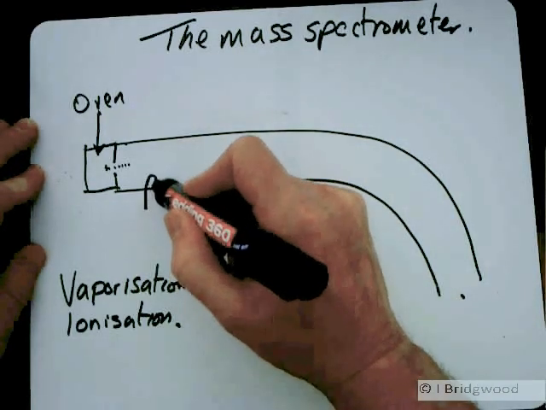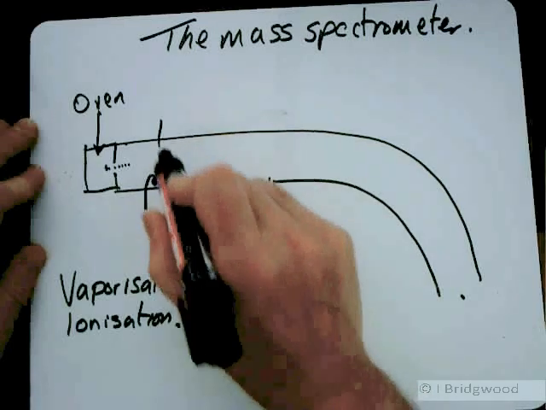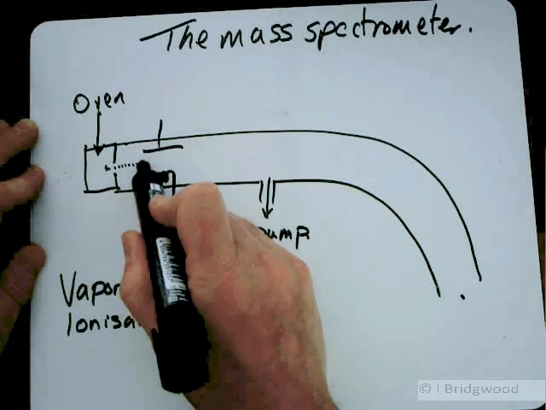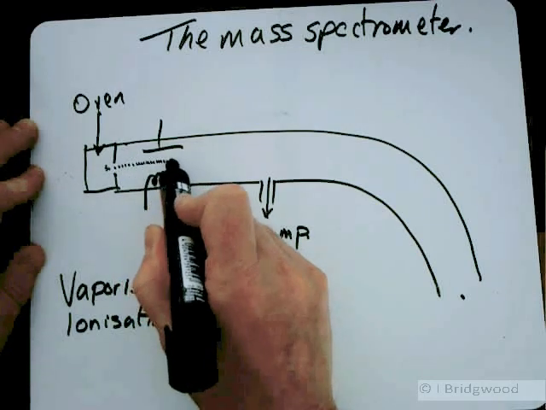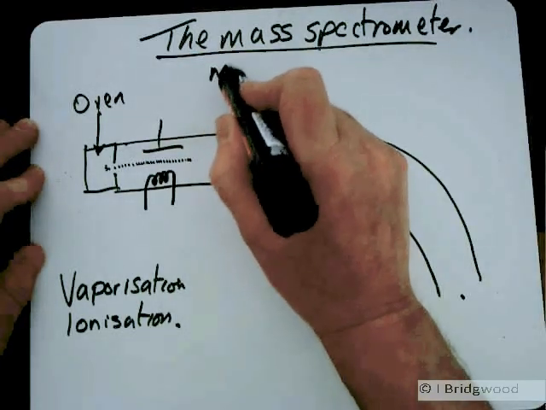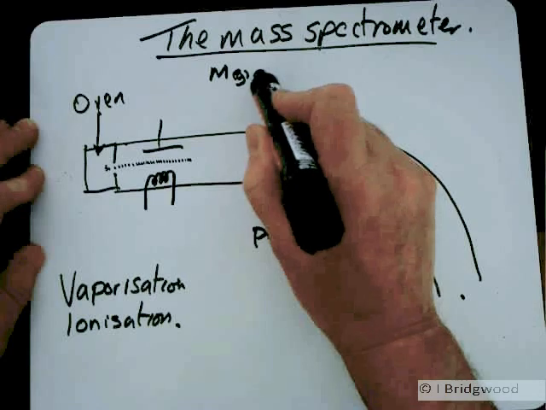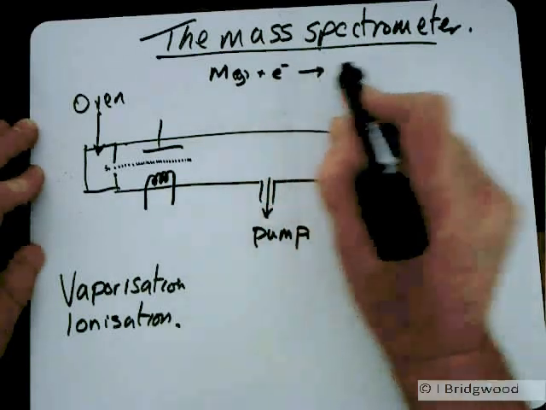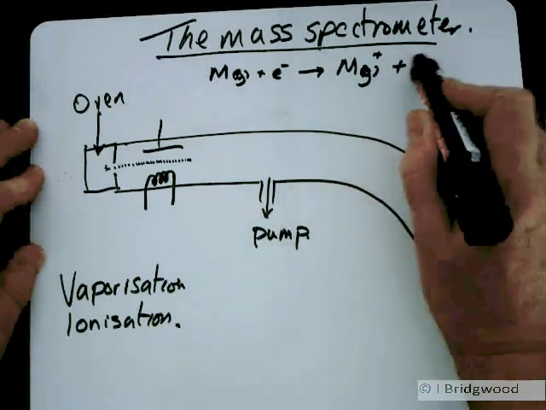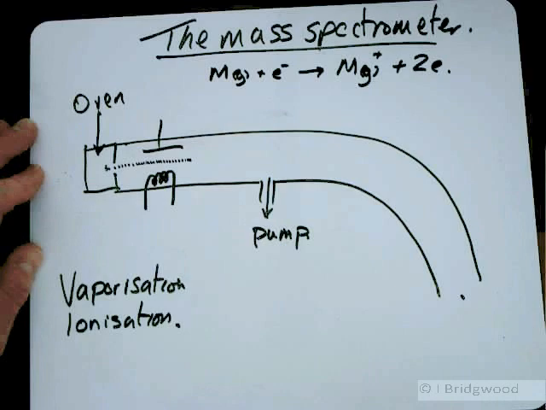Basically what we have is a stream of high energy electrons passing perpendicular to the path of our particles, and we find that our particles will be ionized by high energy electrons to form positively charged ions, like that. Now once our positively charged ions have that positive charge, we can start manipulating them.